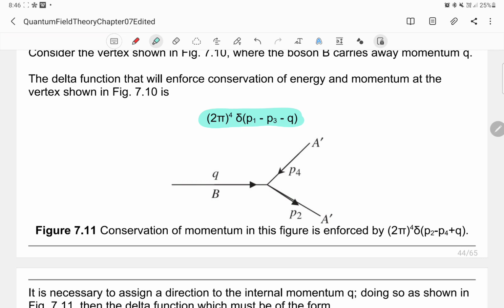For figure 7.11, the conservation of momentum here would be Q minus P2 minus P4, which is equal to 0. Therefore, your delta function would be this one here.